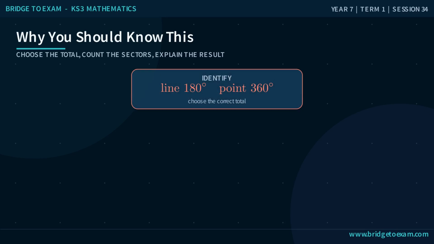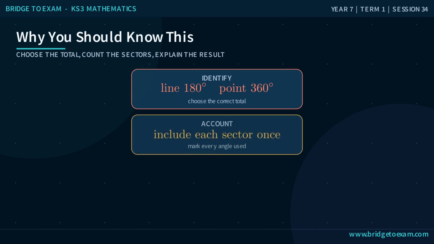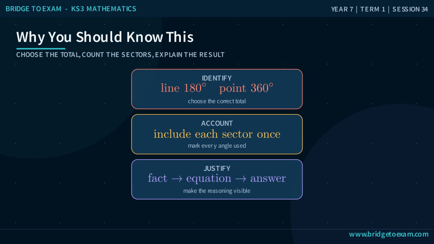First, identify the structure. A straight line means 180, while a full turn means 360. List every adjacent angle exactly once before subtracting from the correct total. Writing the angle fact beside your calculation makes the reasoning clear and easy to check.